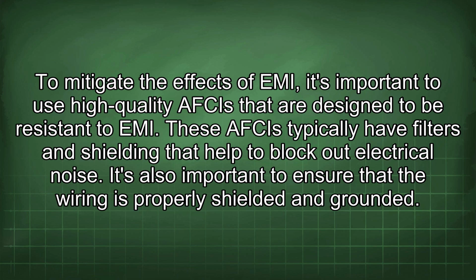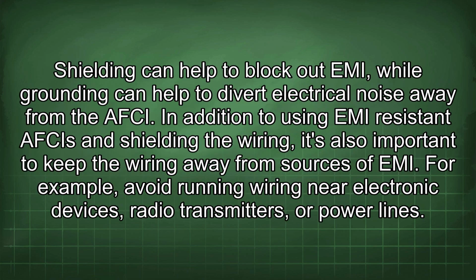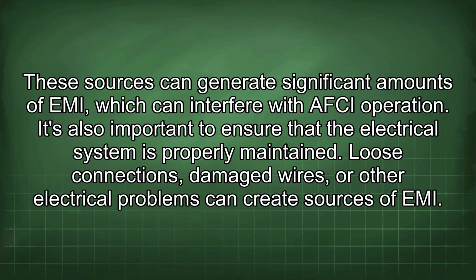It's also important to ensure that the wiring is properly shielded and grounded. Shielding can help to block out EMI, while grounding can help to divert electrical noise away from the AFCI. In addition to using EMI-resistant AFCIs and shielding the wiring, it's also important to keep the wiring away from sources of EMI. For example, avoid running wiring near electronic devices, radio transmitters, or power lines. These sources can generate significant amounts of EMI, which can interfere with AFCI operation.